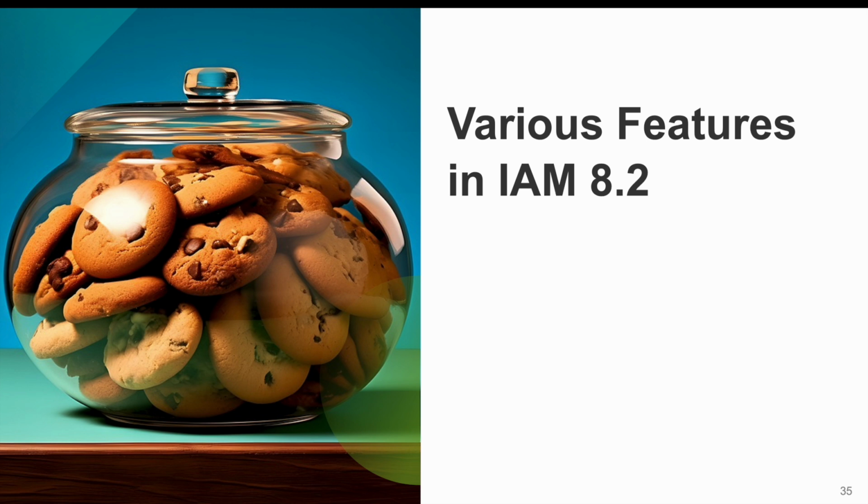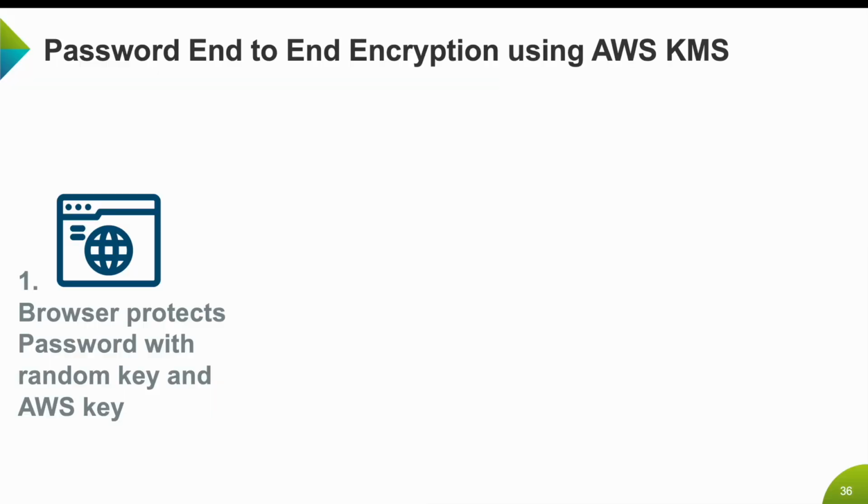As always with the new release, there is a list of smaller features that we have added, and of course this is also the case for IAM 8.2. I'm going to start off with a feature that is about password end-to-end encryption using AWS KMS. The goal is that when a browser wants to send a password that the user just entered to IAM, this password should be protected with a key. And the key material required to actually decrypt this password should be stored in the KMS on Amazon Web Services.